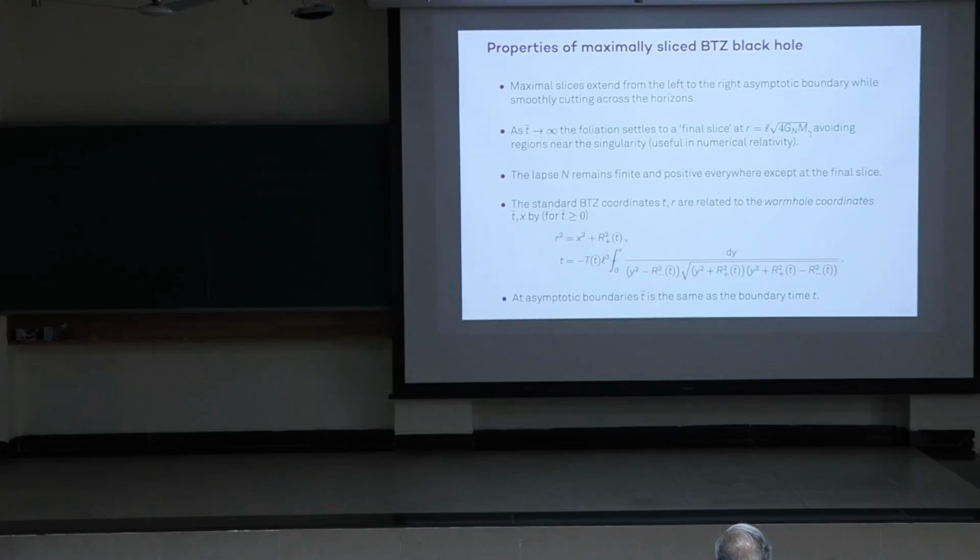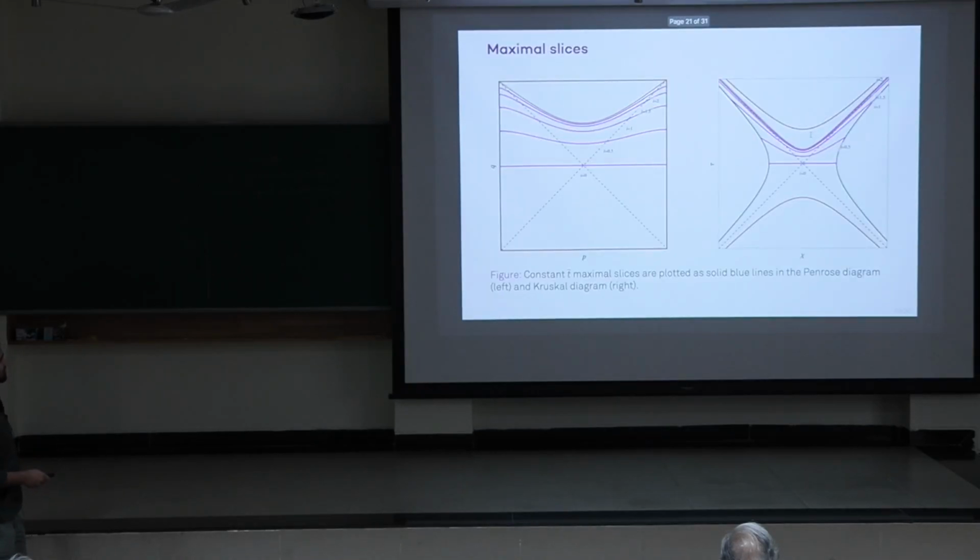Right, so some properties of these slicings. The slices extend from the left to the right asymptotic boundary while smoothly cutting across the horizons. So here is a figure. This is a Penrose diagram of the two-sided black hole. These blue curves are different constant time slices, and as you can see, they smoothly go from the left to the right, cutting across the horizon smoothly.